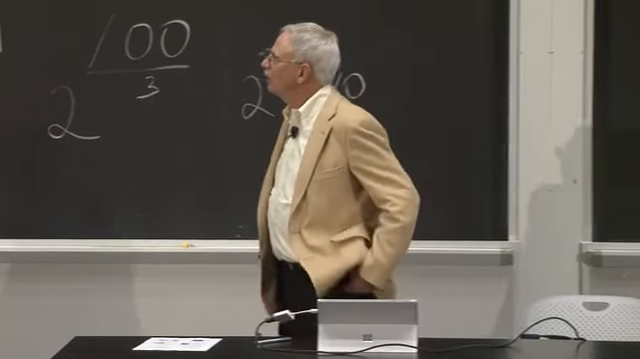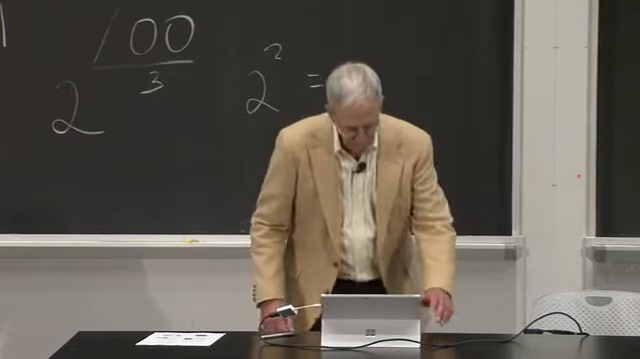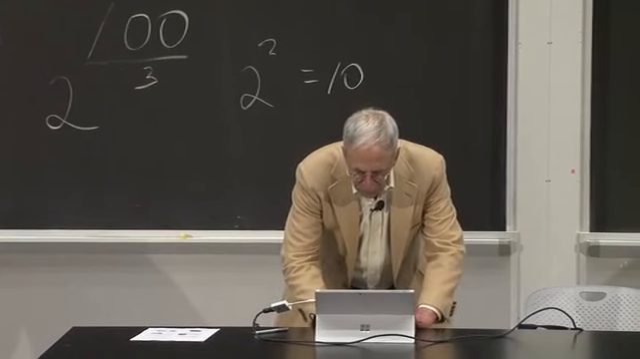All right, let's look at using greedy. So here's this function test greedies. It takes foods and the maximum number of units. And it's going to go through and test all 3 greedy algorithms. And we just saw that, and then here is the call of it. I picked up some names and the values. This is just the menu we saw. I'm going to build the menus, and then I'm going to call test greedies. So let's go look at the code that does this.